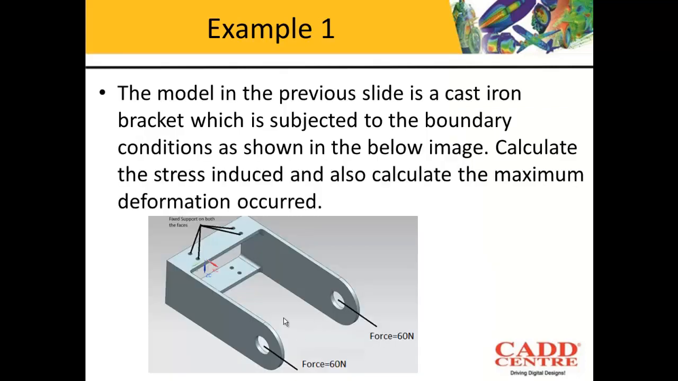Now let us have a look at the problem description. The model is made up of cast iron and it is a simple bracket which is subjected to a boundary condition as shown over here. All the 4 holes and on the opposite side, that means a total of 8 holes, are fixed, and there is a force of 60 newtons acting on both the holes over here. And we are supposed to calculate the stresses induced and the deformation that will occur.